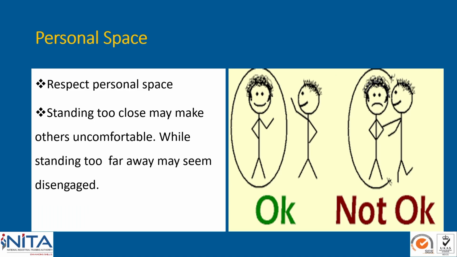So the next form of nonverbal cue that we're going to look at is personal space. It is always important to respect personal space. Standing too close may make others uncomfortable, while standing too far away may seem disengaged. If you look at the diagram on the screen, it illustrates the meaning of personal space.